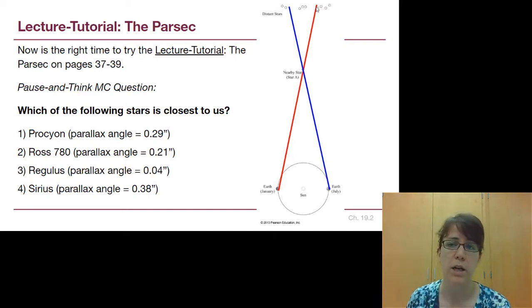It will appear to be where that blue line ends, and that overall change is basically describing twice the parallax angle. So that's something that I want us to keep in mind as we try the full lecture tutorial on our own. Now, either using the information that we talked about in the lecture video, or after going through the lecture tutorial and getting a better sense of it, I want you to try this pause and think question. Which of the following stars is closest to us, given those parallax angles? So pause and think.